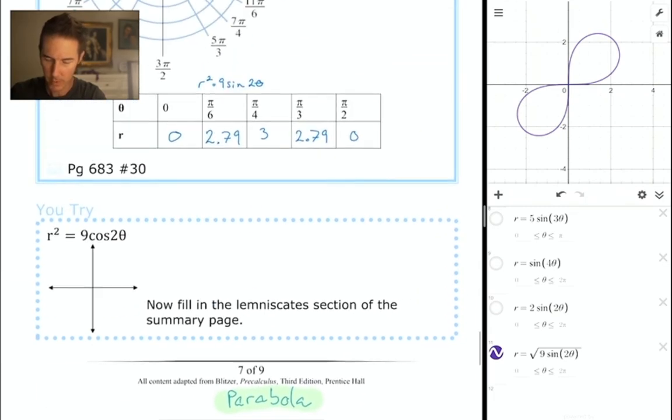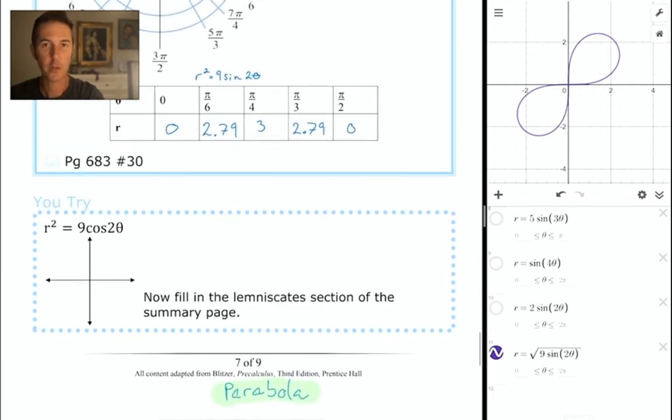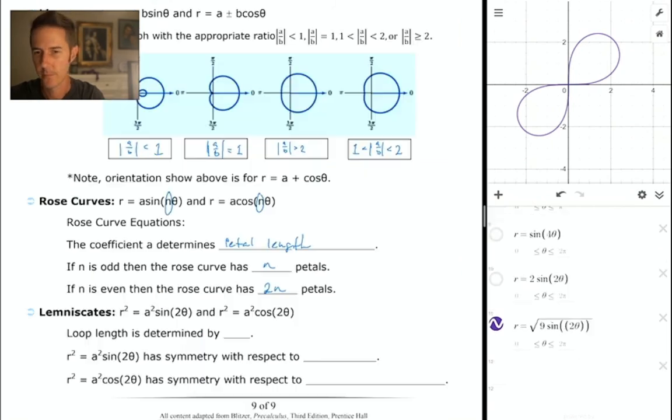The good news is, well, there's so much good news. One is that we're going to talk about parabolas next. Very exciting. The other good news is that we're going to pop down to the Lemniscates section of the summary page, and you're going to get an insight as to what this graph should look like. So the end of our conversation about Lemniscates is going to happen right here.